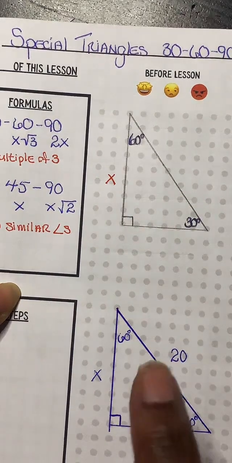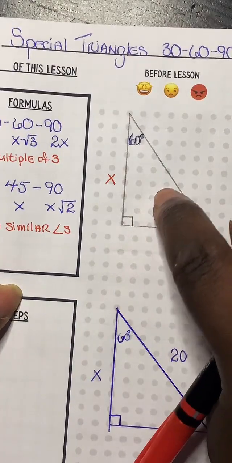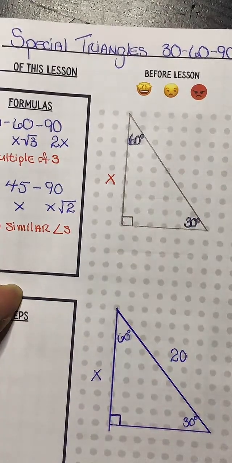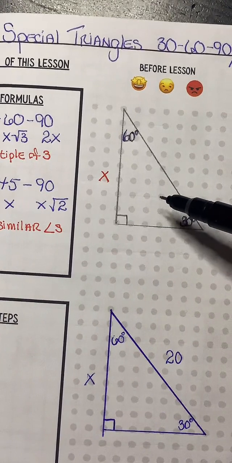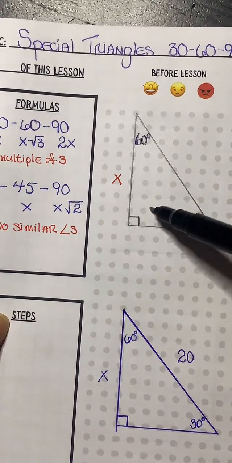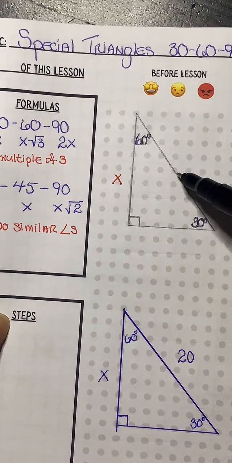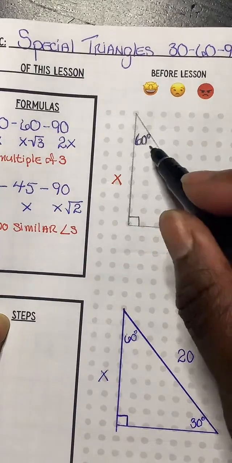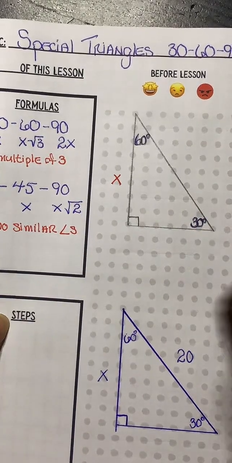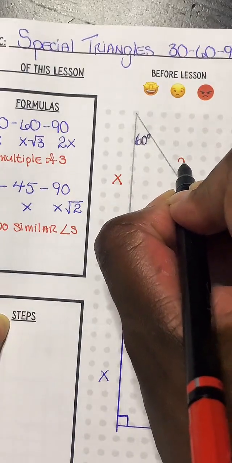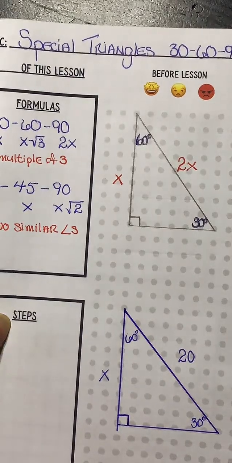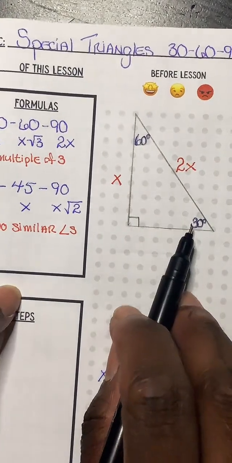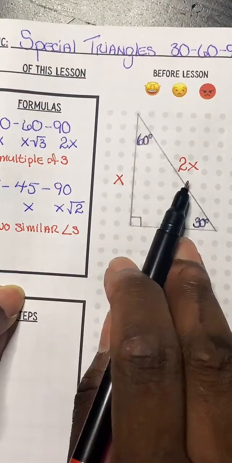So the side that's directly across from your, what is it? Hypotenuse. There we go. All right. So the side directly across from a 90 degree angle, that's your hypotenuse. Now for a 30, 60, 90 degree triangle, this is always going to be twice as big as your smallest side. Okay. All right.